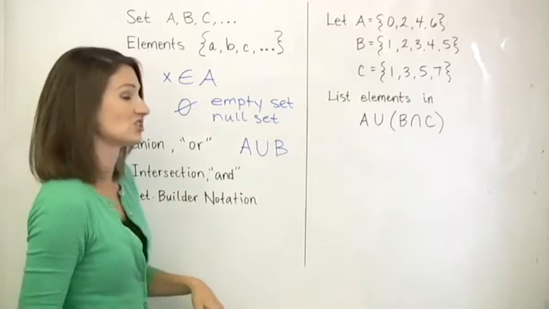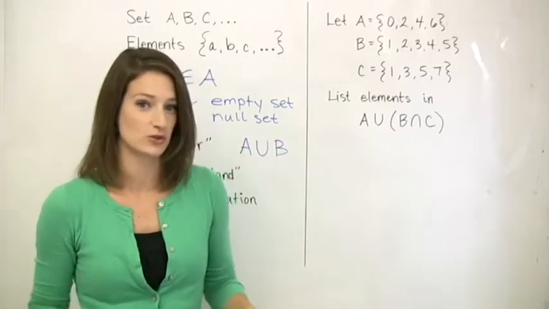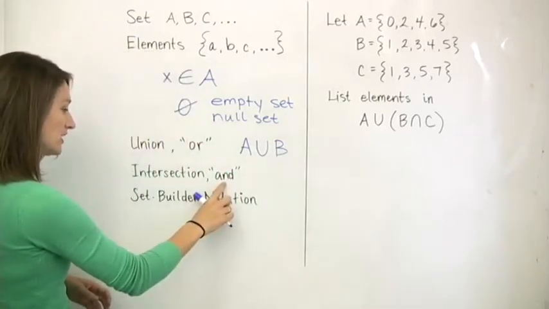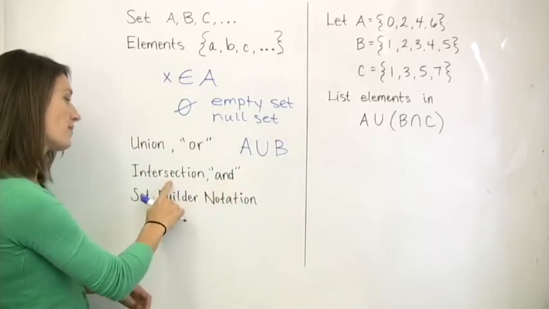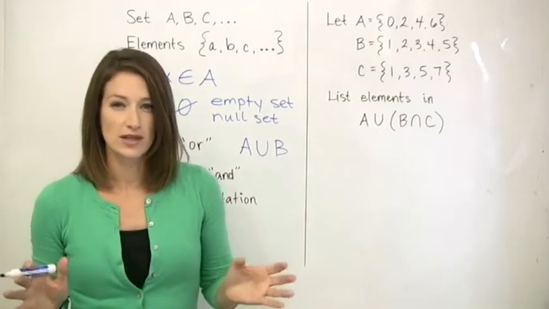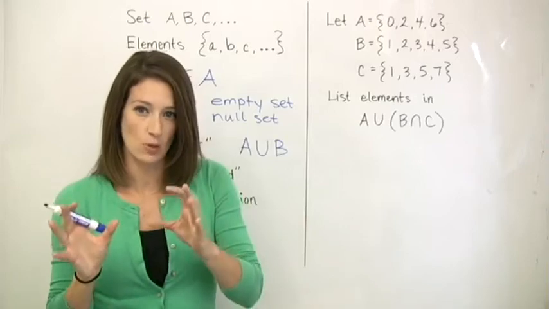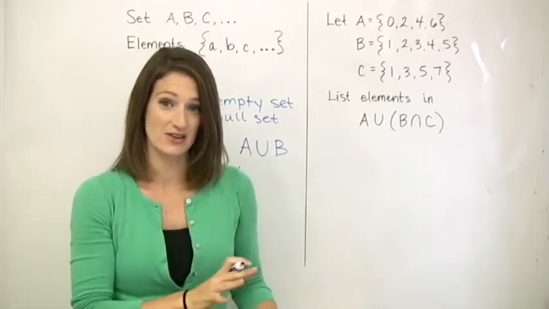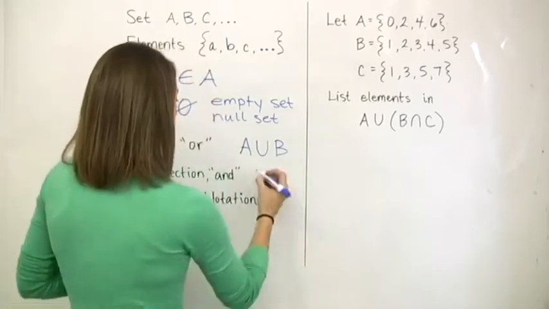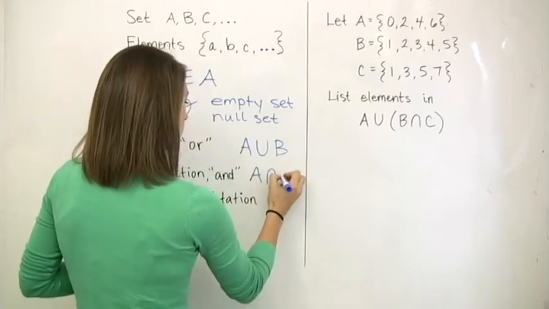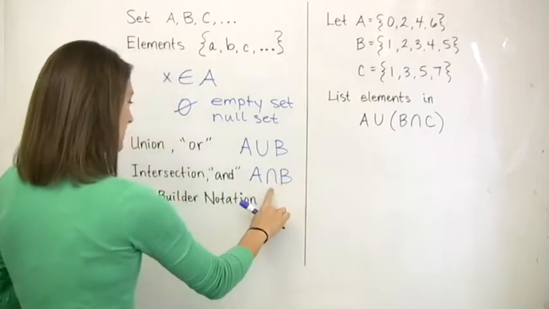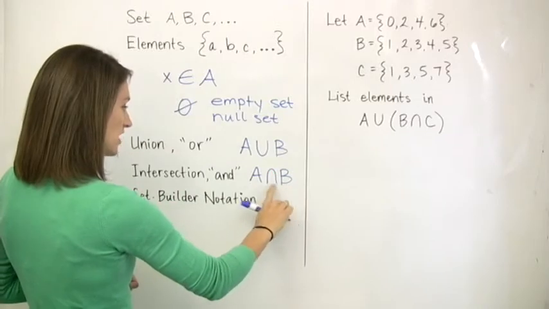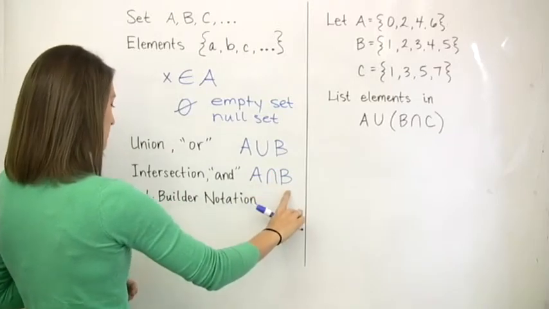Our second operation is the intersection of two sets. And the operative word here is and. So when we talk about the intersection of two sets, we're looking at the elements that are contained in one set and in the other set. So they're in both. And we use this symbol to denote an intersection. So this is the intersection between set A and set B.